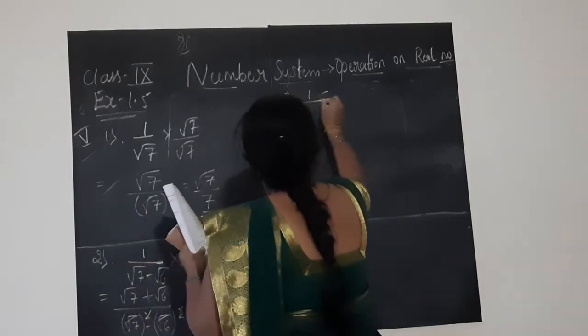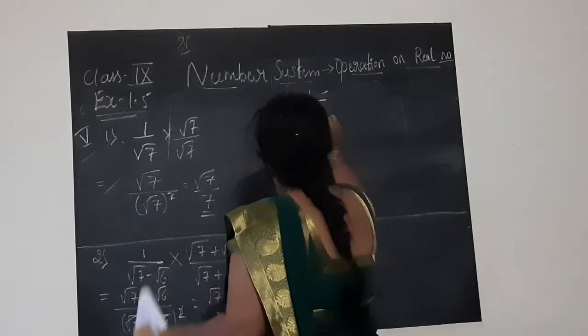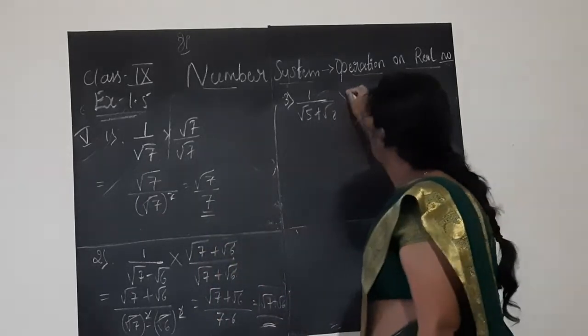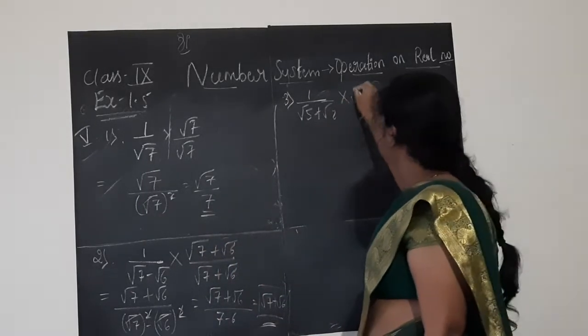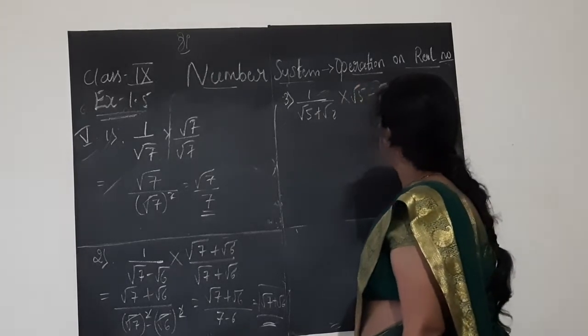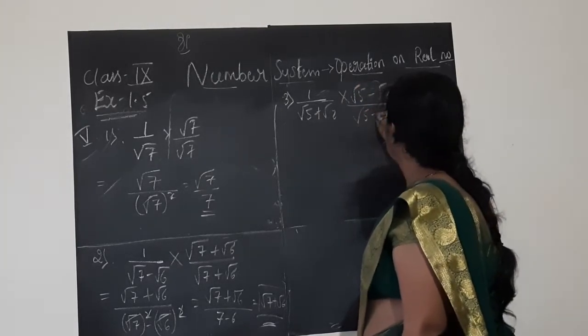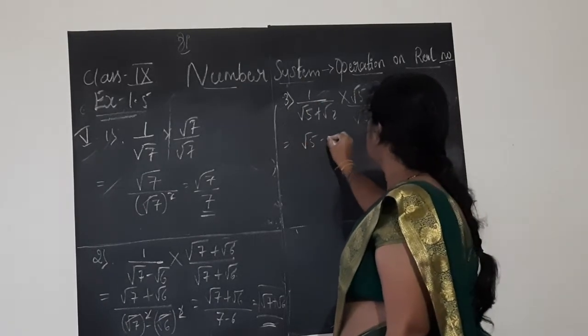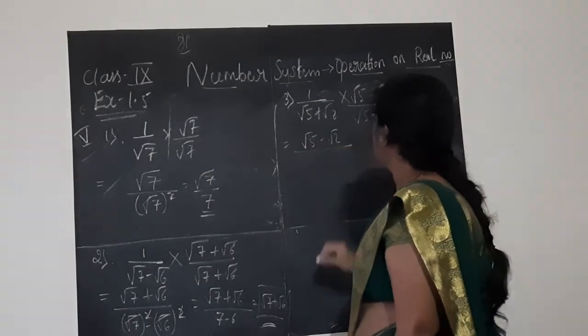Third question. 1 divided by square root 5 plus square root 2. Again, rationalize the denominator. A plus sign is there. So you just change the sign to minus in both numerator and denominator. Multiply 1 into square root 5 minus square root 2, which is again square root 5 minus square root 2.